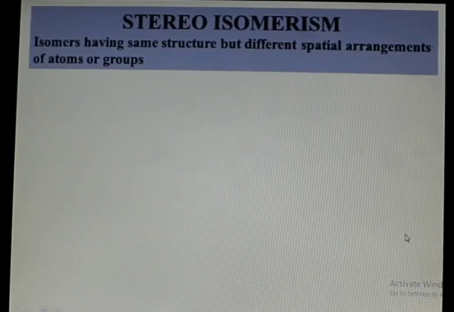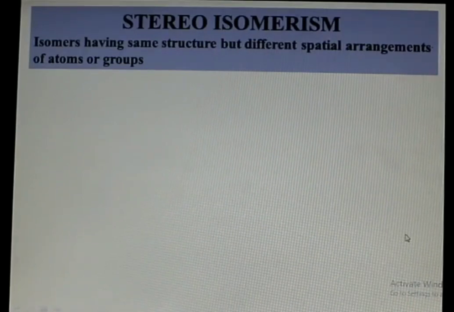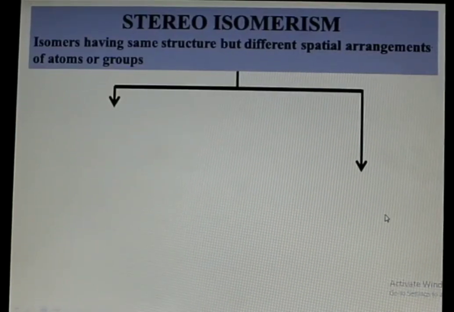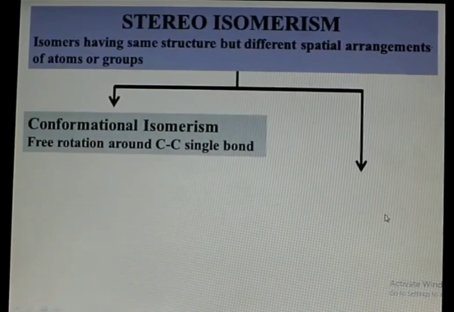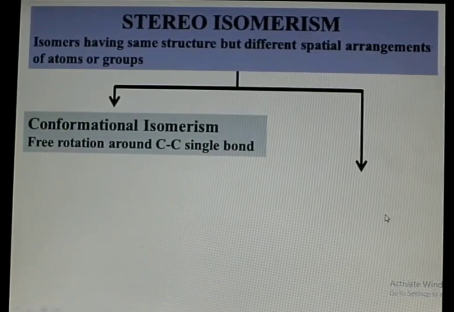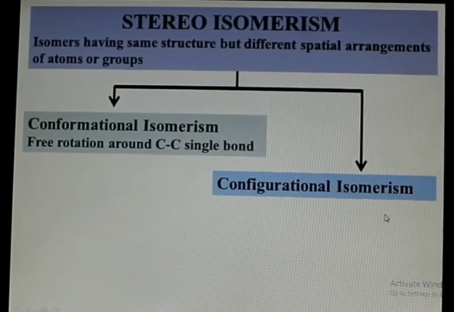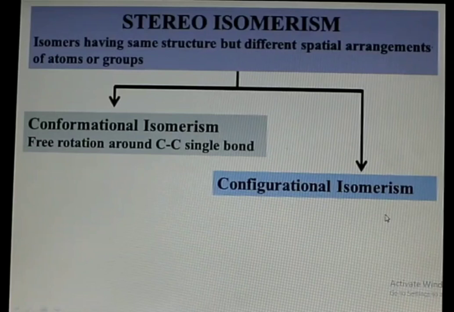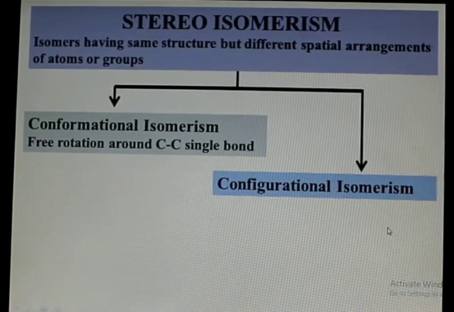What is stereoisomerism? Stereoisomerism is isomers having the same structure but different spatial arrangements of atoms or groups, right? Stereoisomerism can be classified into two types. One is conformational isomerism, which is obtained by the free rotation around a carbon-carbon single bond. The other one is configurational isomerism, which is obtained by the restricted rotation along a carbon-carbon double bond or bond breaking and bond formation.